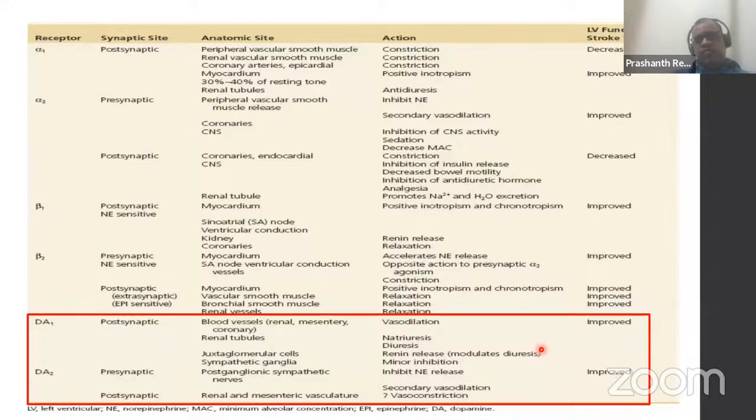Then DA2 receptors are also found on vasculature. This also leads to vasodilatation. Apart from that, dopamine also has effects on alpha and beta receptors, which leads to inotropism, chronotropism and vasoconstriction.